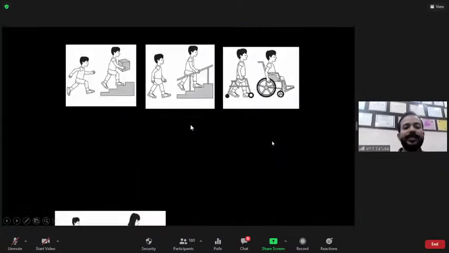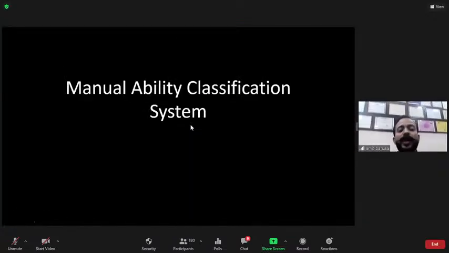So the next one, it's talking about the Manual Ability Classification System, MACS. I hope GMFCS is a little bit clear. It has long descriptions. You can go through that PDF and read about it. And if any doubt, you can share in WhatsApp, or you can ask whenever you want to know. So manual ability, or the MACS, it talks about the hand function.